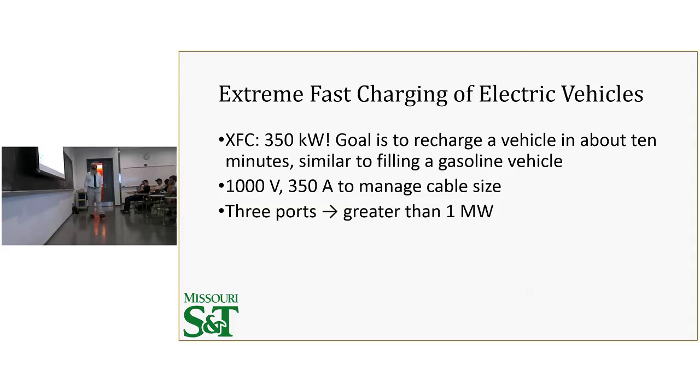There are a lot of challenges there, but let's start with it's 1,000 volts, 350 amps on the output side. The reason is if you use like 600 volts, the current would push you to a cable so big that you can't handle it. Imagine a little old lady with a cable this big around trying to plug it in, right? So to keep the cable size manageable, we push the voltage up.